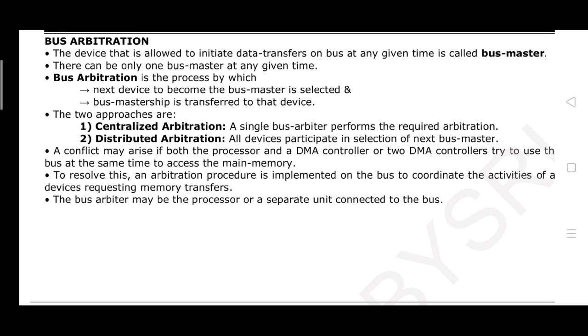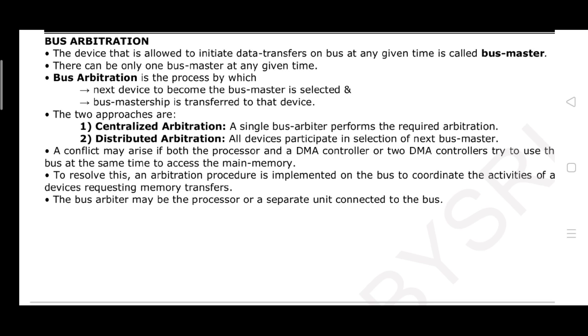In any interval you take, since multiple devices are connected, any one device can have the mastership at a given point of time. Once its process is completed, it will hand over its charge to somebody else, that is, another device which is requesting. And handing over this bus mastership from one device to another device is called bus arbitration. Very simple. Bus arbitration is a process of giving or changing the ownership from one device to another device. What is the device? A device means an input output device. That's it. Very simple concept.